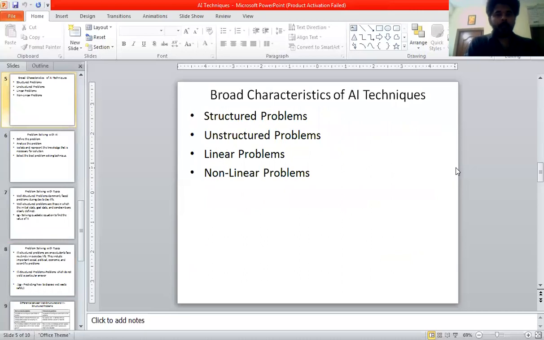Next, what are the broad characteristics of artificial intelligence? There will be four different types of problems we are going to face in this technique. First one is structured problems, unstructured problems, linear problems, and non-linear problems. Structured problems as well as unstructured problems.